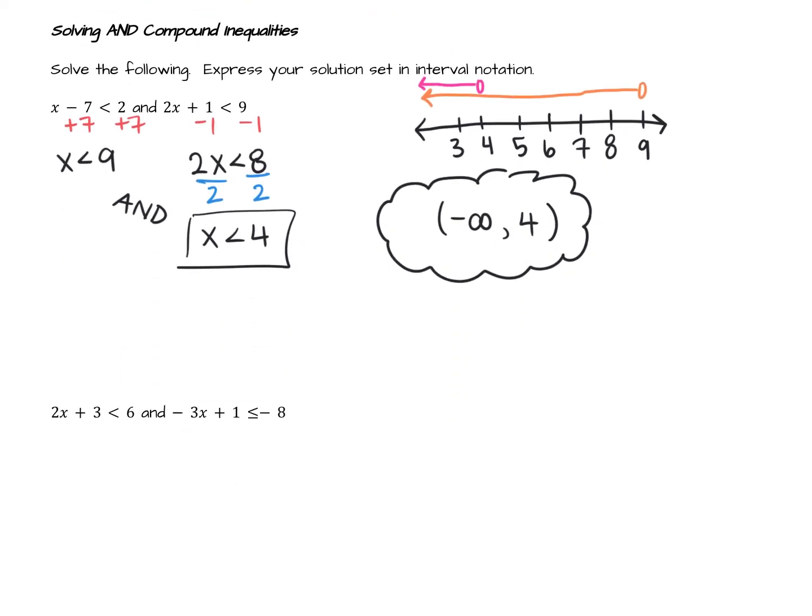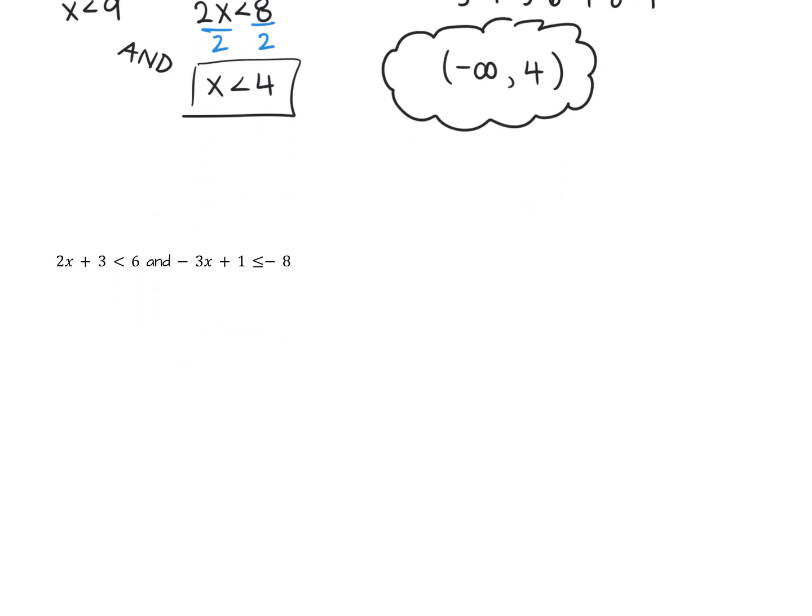Okay. So for our second one, we have 2x plus 3 is less than 6 and negative 3x plus 1 is less than or equal to negative 8. For my first inequality, I'm going to subtract 3 from both sides. We get 2x is less than 3. Then we're going to divide by 2. And in this case, I am going to write it as a decimal just because I'm going to be graphing this on a number line. So a decimal is easier to look at. So x is less than 1.5.